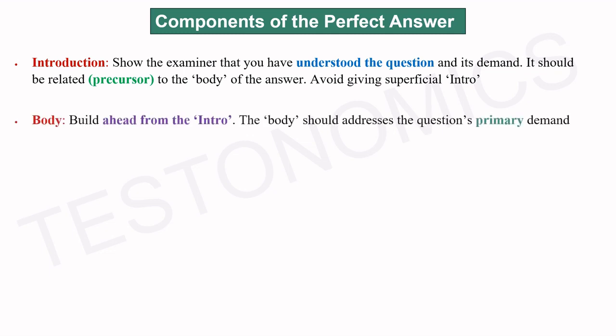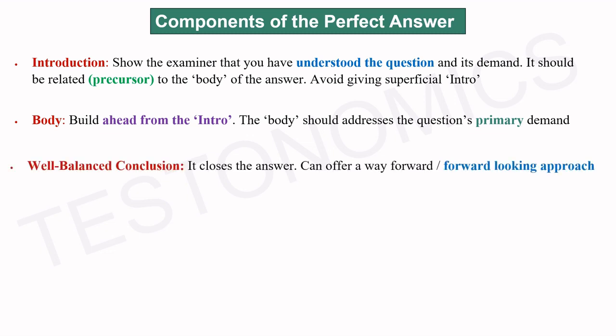It is in the body part that you have to build ahead of the intro, and it should cater to the primary demand of the question. So it can include different aspects such as causes, effects, what the government has been doing to address this situation. If you talk of a question from Indian economy section, the question should end, or the answer should end with a well-balanced conclusion. So you can also offer some forward-looking approach.